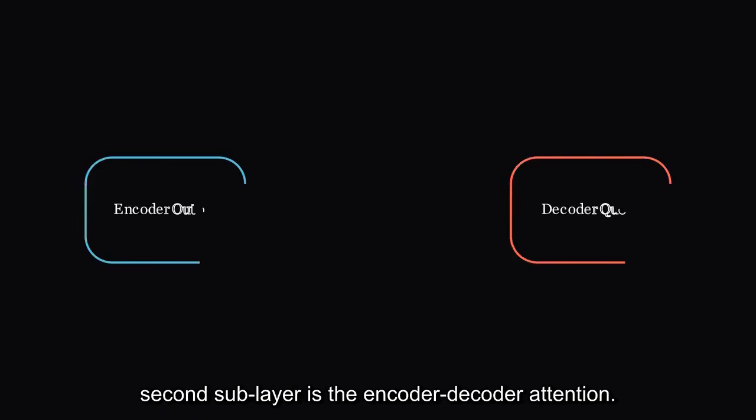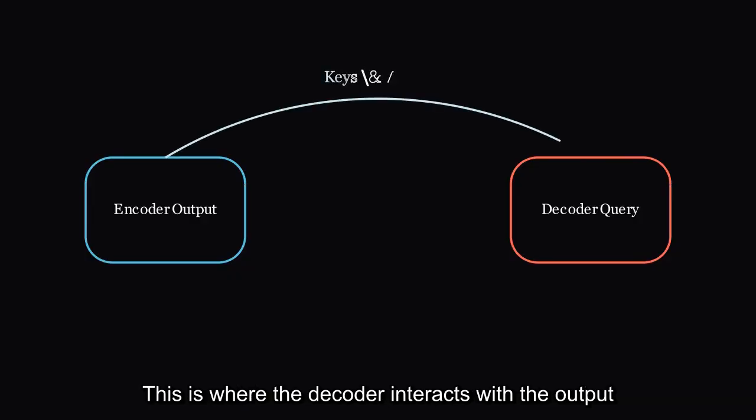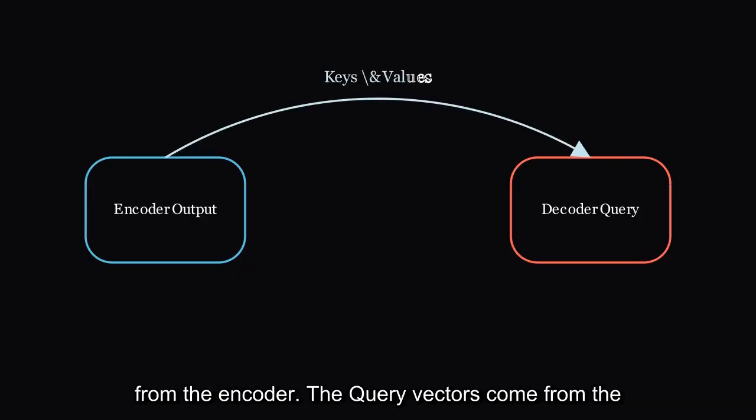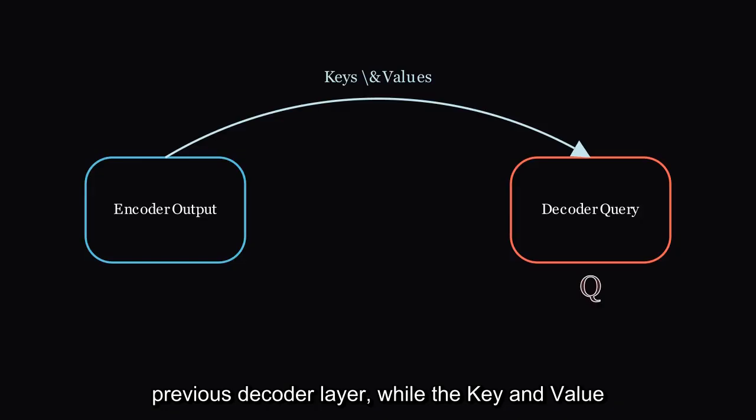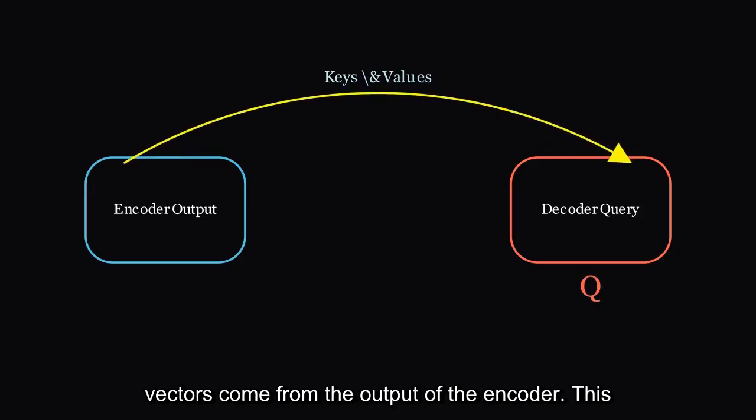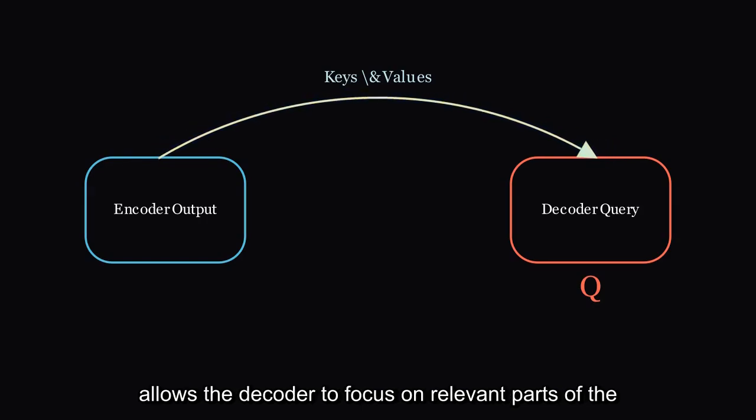The second sublayer is the encoder-decoder attention. This is where the decoder interacts with the output from the encoder. The query vectors come from the previous decoder layer, while the key and value vectors come from the output of the encoder. This allows the decoder to focus on relevant parts of the input sequence when generating each output word.